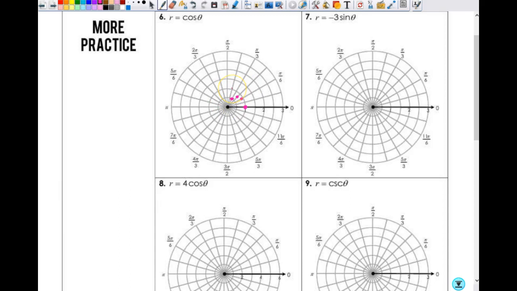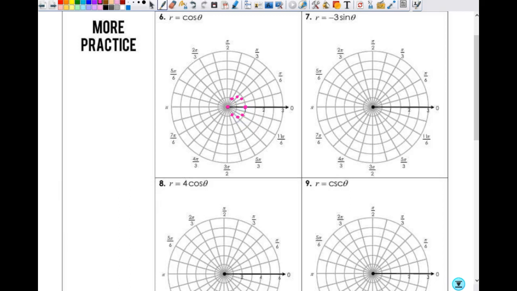Pi halves is what for cosine? 0. Okay. So then when I go to 2 pi thirds, what's the cosine of 2 pi thirds? Close. Negative 1/2. So I go to negative 1/2, so I have to pass through here and end up right there. 3 pi fourths is negative square root of 2 over 2, so I go back through here, and it's about negative 0.7. 5 pi 6 is negative square root of 3 over 2, so it's about right there.